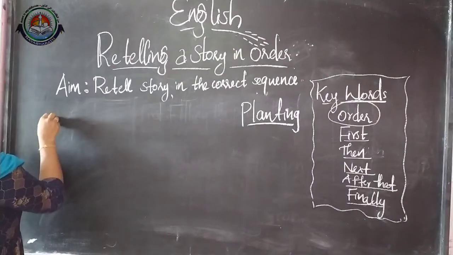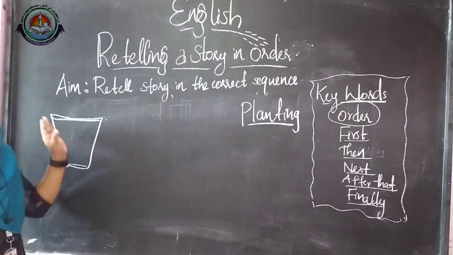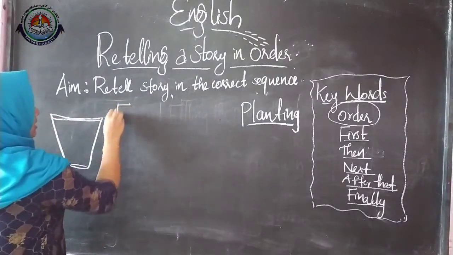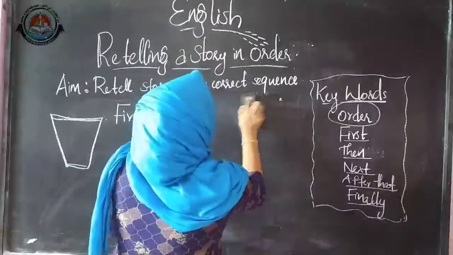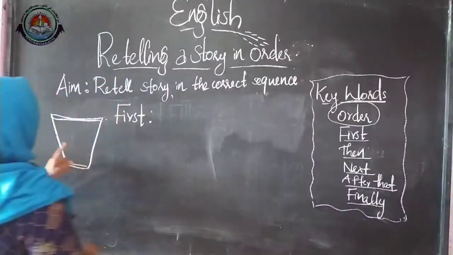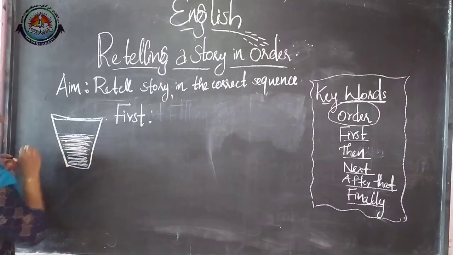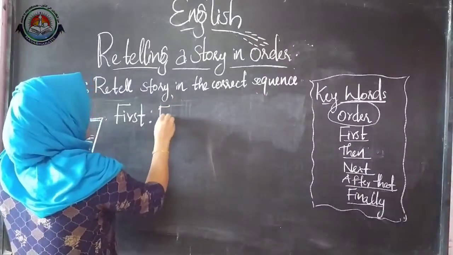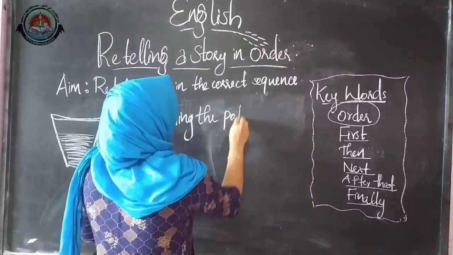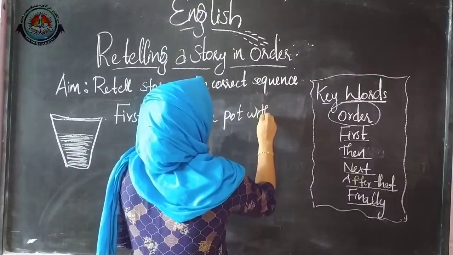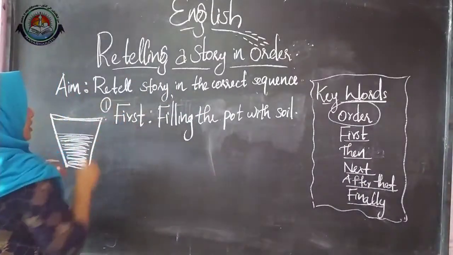So now let me draw a picture of a pot. Okay, this is the pot. First you have to take a pot like this, right? Now at first you have to fill some soil in this pot. So first you put some soil here, right? Let's write the first step here: filling the pot with soil, right? This is number 1, the first step.